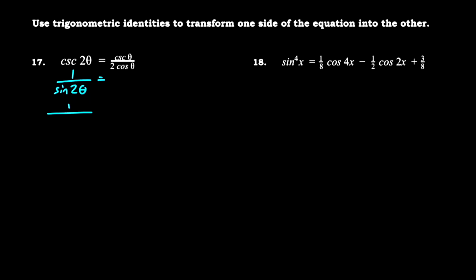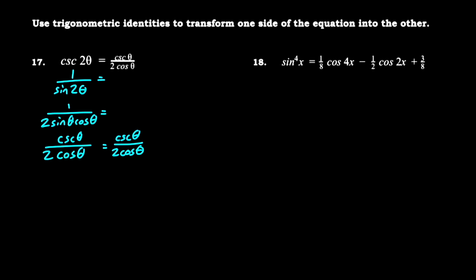So I'll leave this as 1 over, and then sine of 2 theta would be 2 sine of theta cosine of theta. Now we're really close. We have the cosine and the 2 in the denominator that we want, but we have the sine in the denominator, and somehow we want to have a cosecant in the numerator. Well, of course, sine and cosecant are reciprocals of each other. So instead of dividing by sine, let's multiply by its reciprocal. So I'll put cosecant of theta on top, and then we just have 2 times the cosine of theta on the bottom.